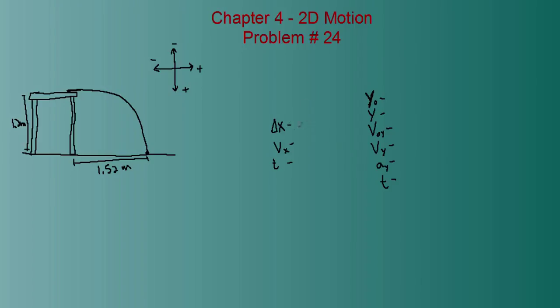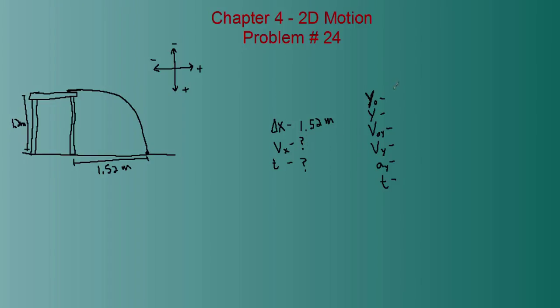We know that delta x, so I said to the right is positive, so if the ball is moving to the right, that's positive displacement, so delta x is positive 1.52 meters. We don't know the speed in the x direction. That's what we're trying to find out in part B, and we don't know the time. So we need at least two of these givens to find the third in the x direction.